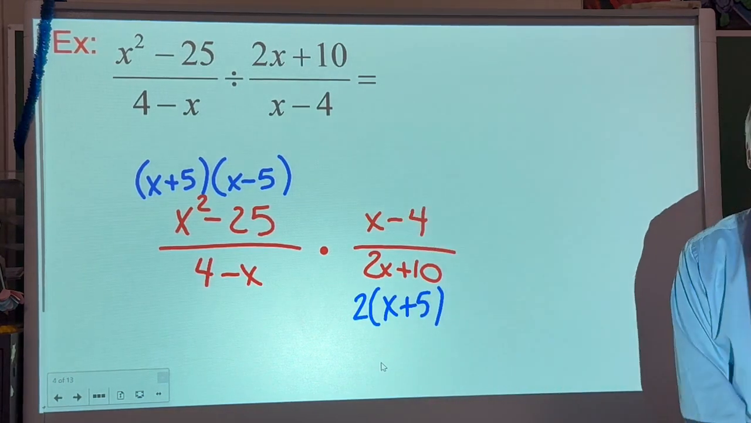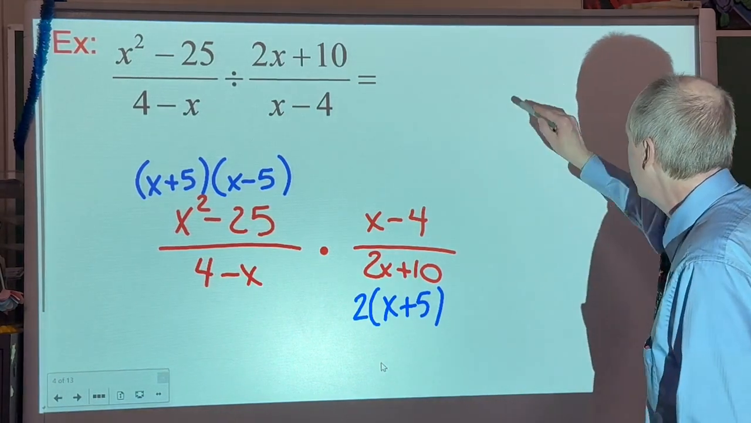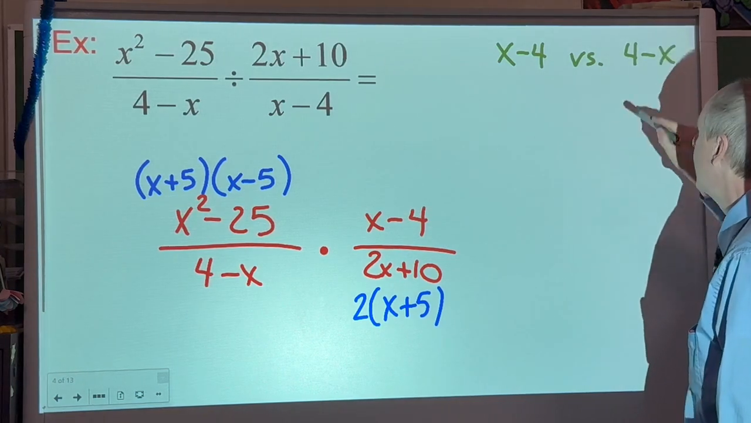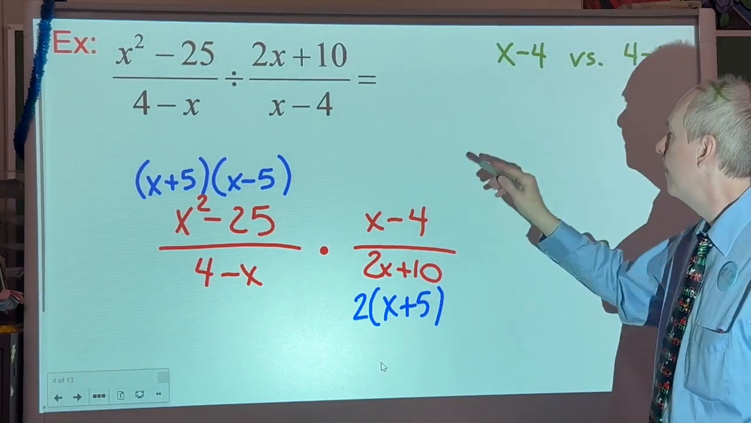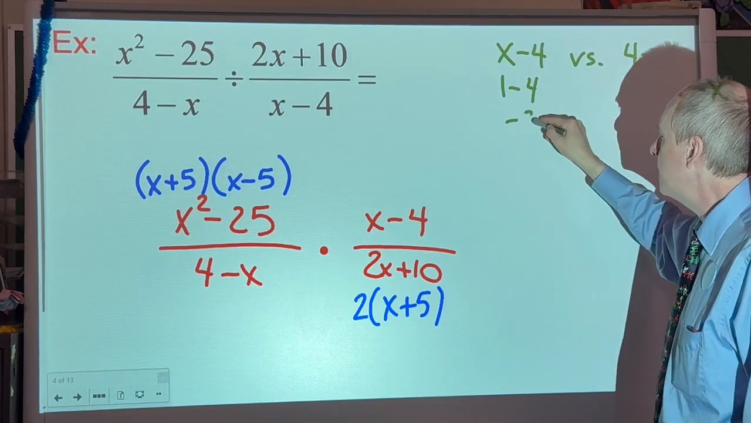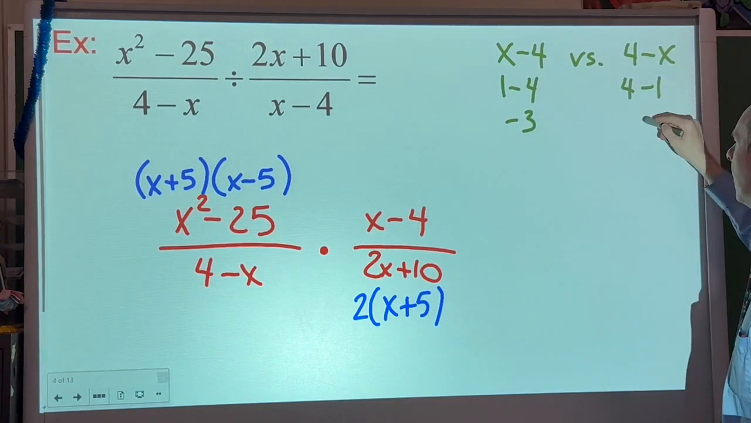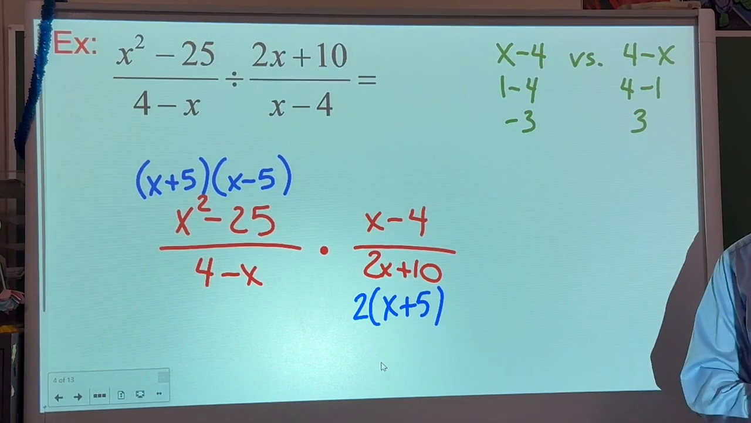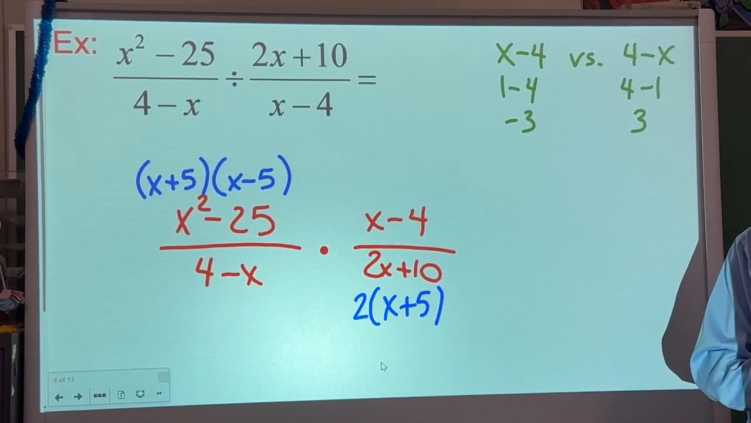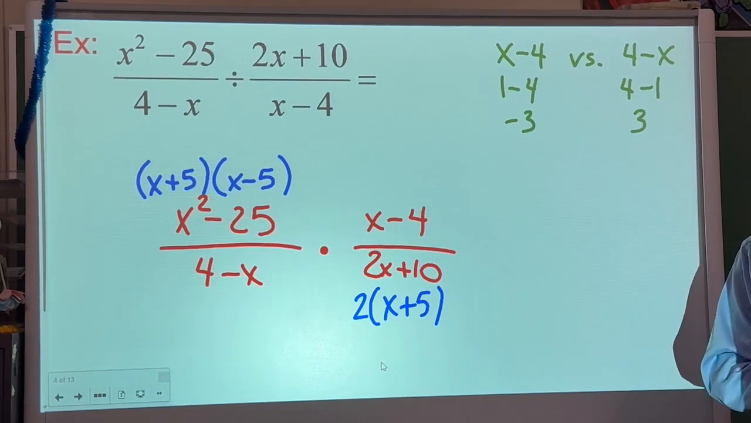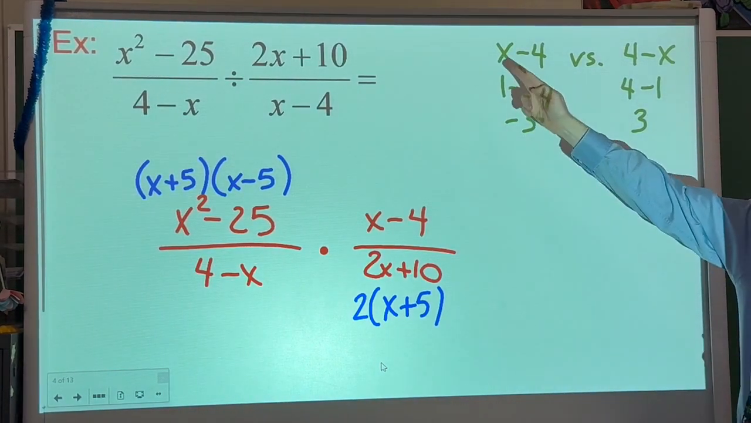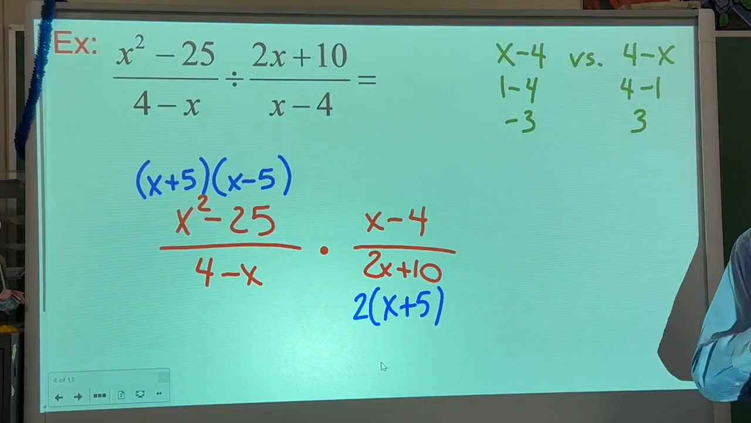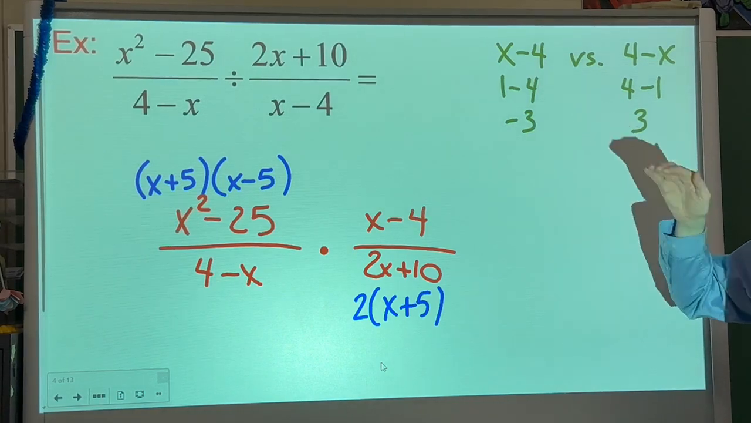And you might think that x minus 4 and 4 minus x are the same thing. But let me take a look and show you that they are different. Let's say that x is 1. Well, 1 minus 4 is negative 3. 4 minus 1 is positive 3. So they're very similar, but they differ by a negative sign. Whatever number you put in, you're going to get a difference of a negative sign, with the exception of 0. 4 minus 4 is 0. Any other number you put in, you're going to have the same number, but one will be positive, one will be negative.